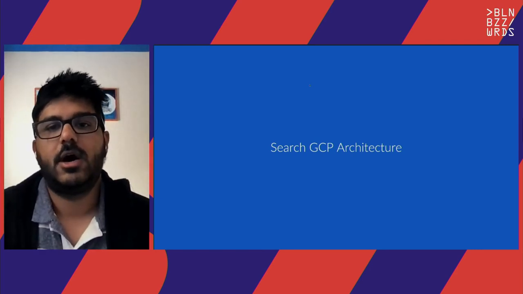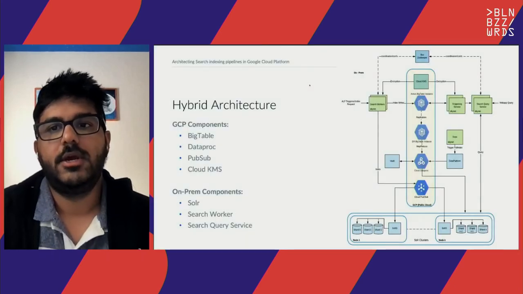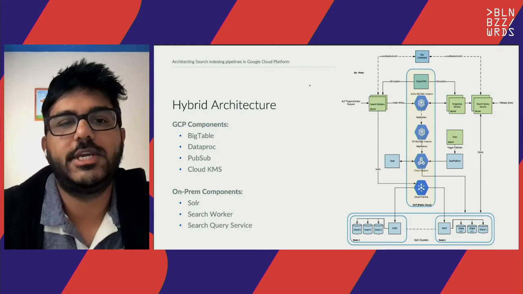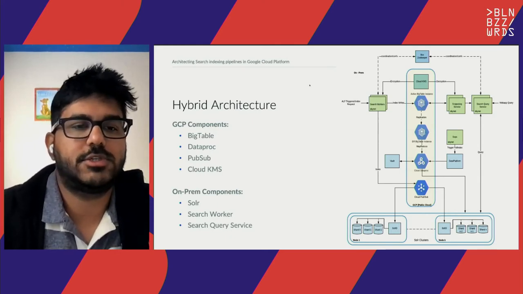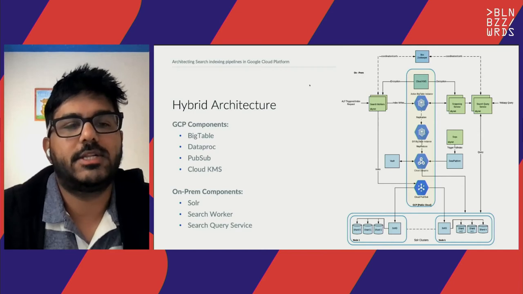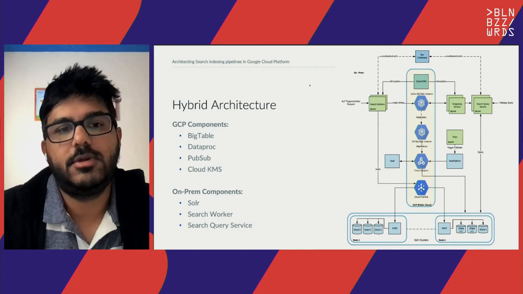So now that we understand some of the motivations for moving to the public cloud, let's look at how the infrastructure looks after moving to GCP. So what we have currently is a hybrid architecture, where some of the components are still running on-prem, while some are in GCP. The ones that are in GCP are Bigtable.